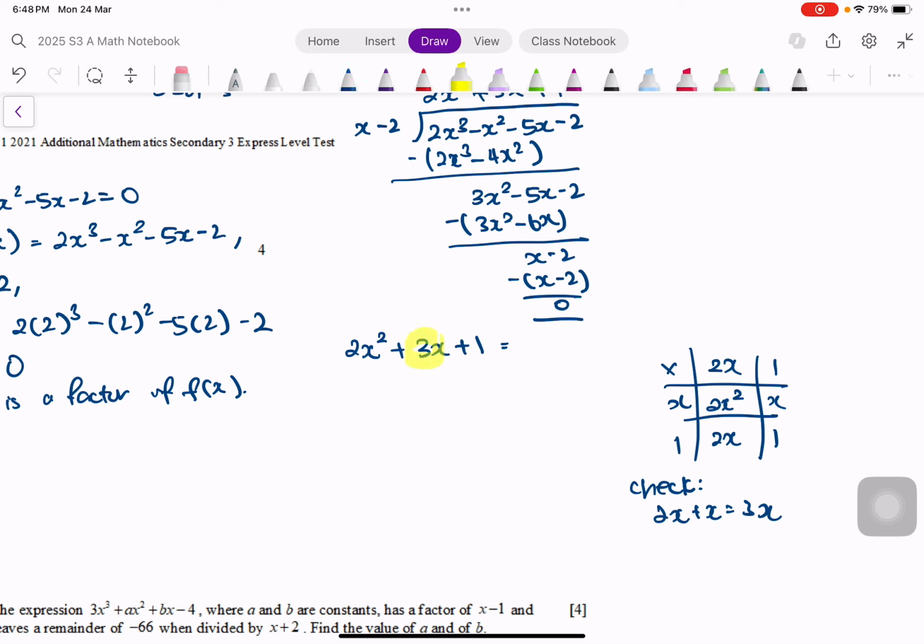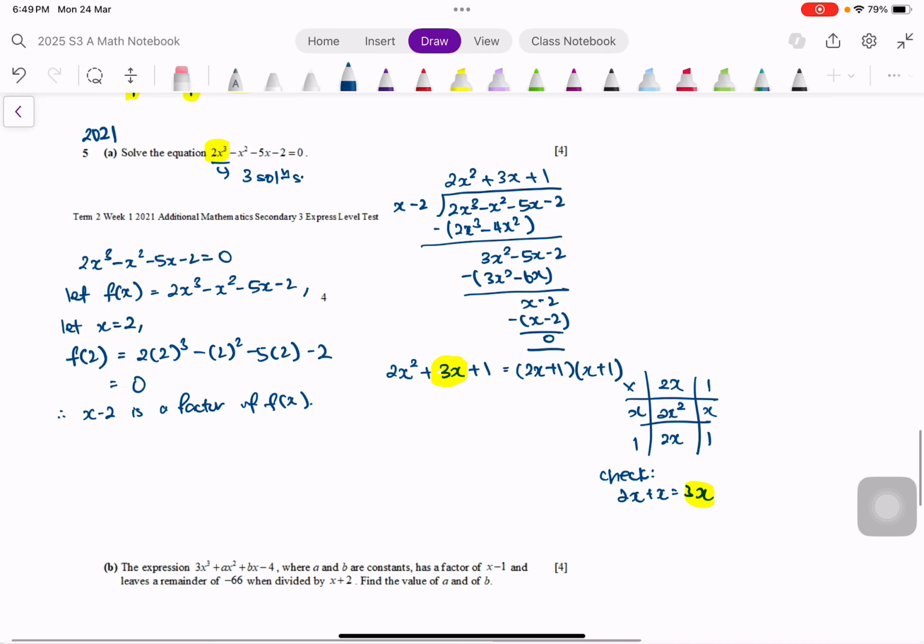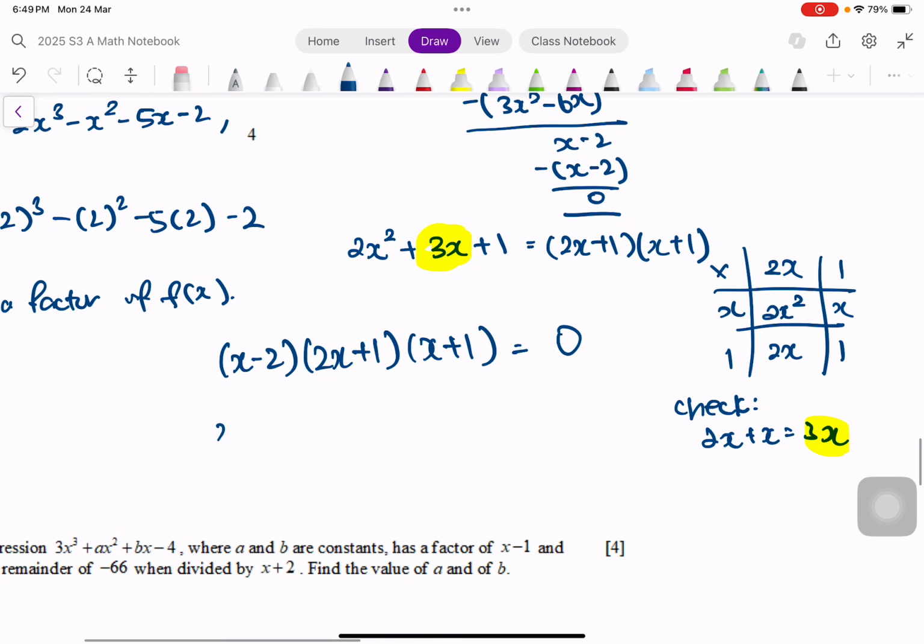Okay, so yes, I check already. This is what I want. Then I can see very clearly that 2x plus 1 and x plus 1 are my other 2 factors. So again, we know x minus 2 is a factor, 2x plus 1 is a factor, and x plus 1 is a factor, and all these 3 things equal 0. So it's very clear that x equals 2, or negative half, or negative 1 are my solutions. That's it.